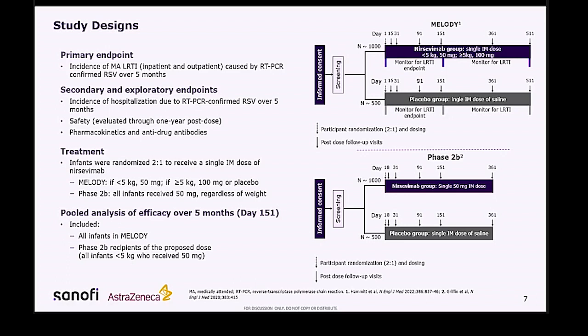Infants in the phase 2b study received either nirsevimab, 50 milligrams, or placebo. The phase 2b study results informed the dosing in the MELODY study, where those under 5 kilograms received 50 milligrams, and those above 5 kilograms received 100. Because of the complementary populations and the matched study designs, we plan to look at the pooled efficacy of these two studies to show the effect of nirsevimab in all infants not eligible for palivizumab. Next slide, please.